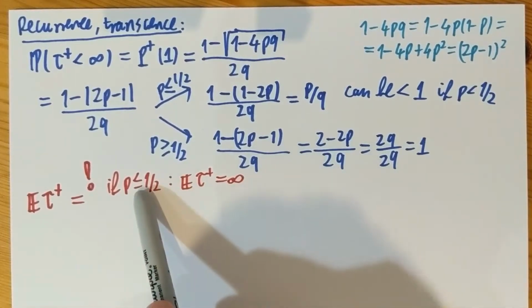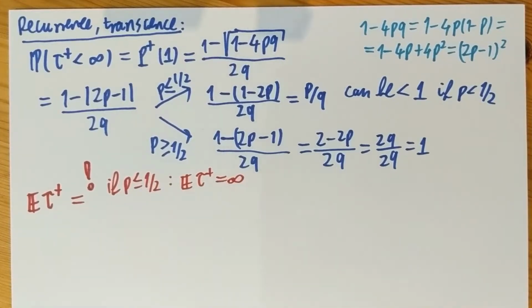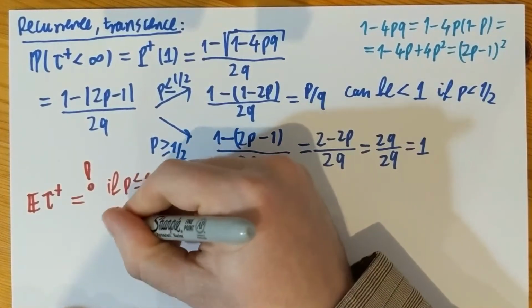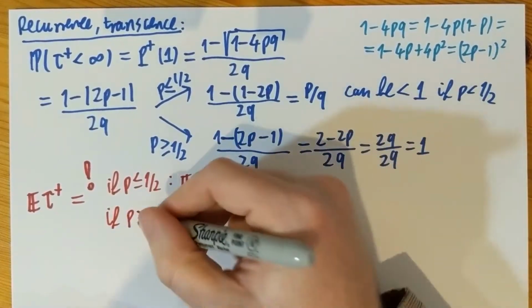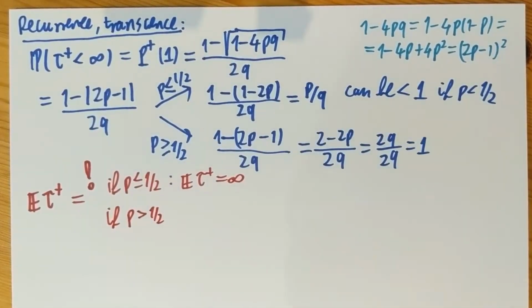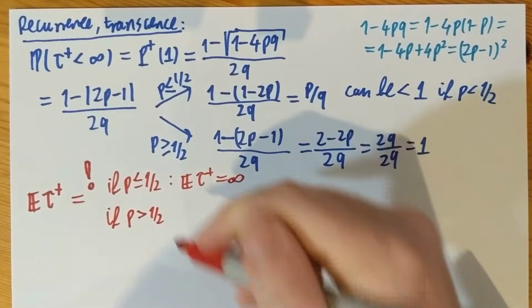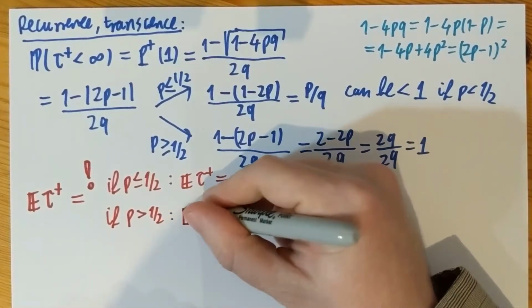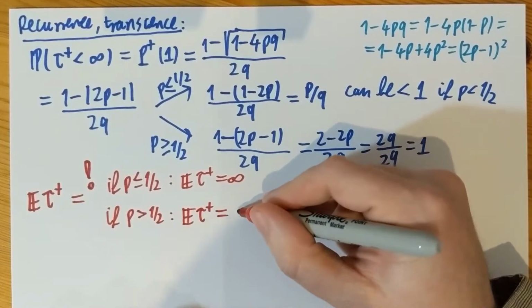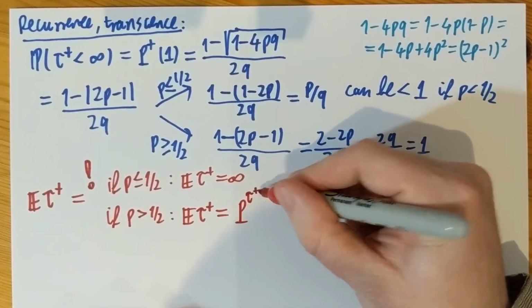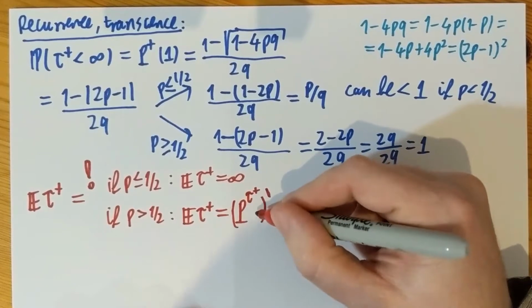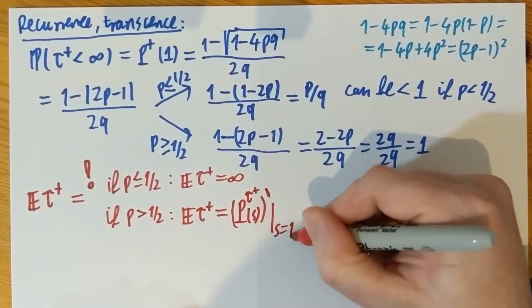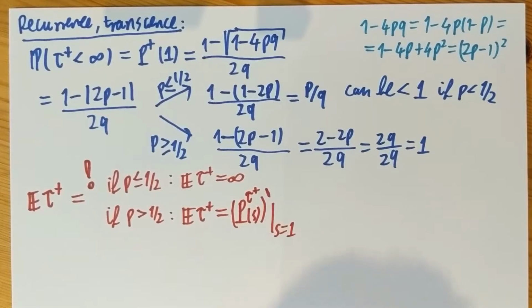When p is less than or equal to 1/2, E of tau plus is infinite. End of story. Now, the interesting bit, of course, is when p is larger than or equal to 1/2. Let's take it strictly larger. We'll see in a second why. When p is larger than 1/2, then the expectation of tau plus is indeed equal to the derivative of the generating function at s equals 1, because in that case the probability of tau being finite is 1, so we can differentiate that.